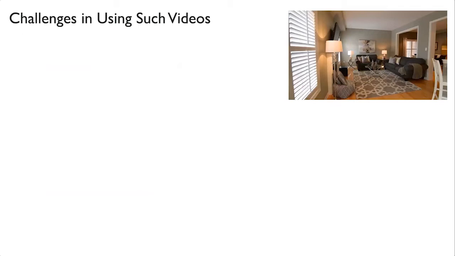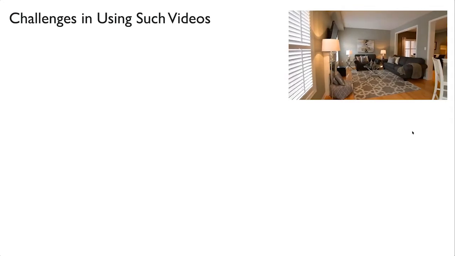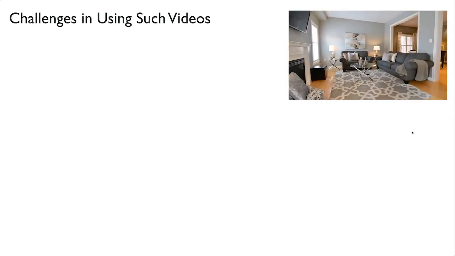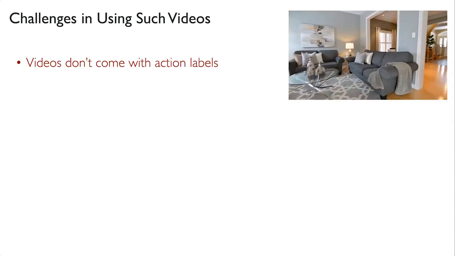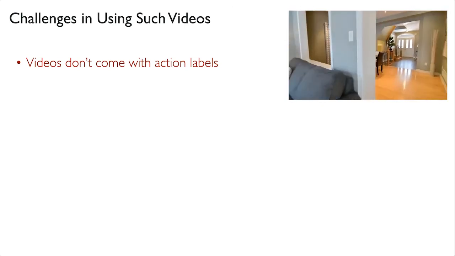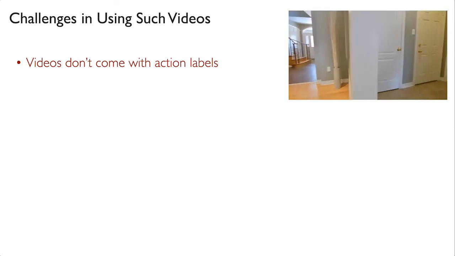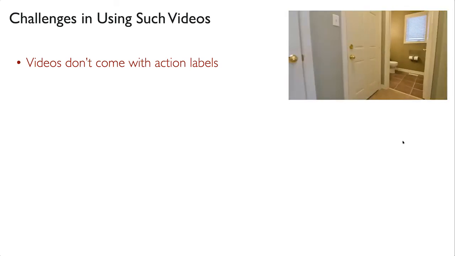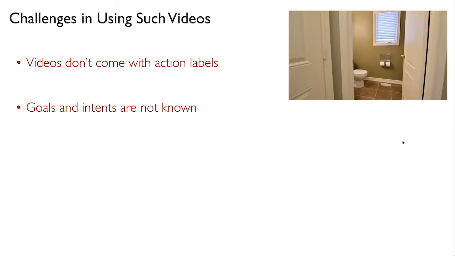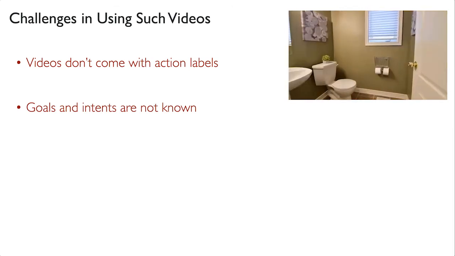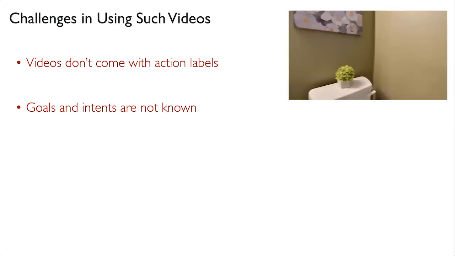Now, there are some challenges that come about when we are trying to use these kinds of videos for learning. And there is a video that we've been looking at. These videos don't come with action labels. I don't know what is the action that the person recording this video is taking between one frame and another. So that's problem number one. Problem number two is I don't know what the goal of this particular agent is. I don't know what this person is going to show me next, where this person is going to go, and so forth.